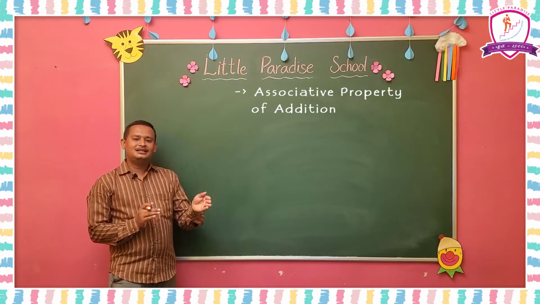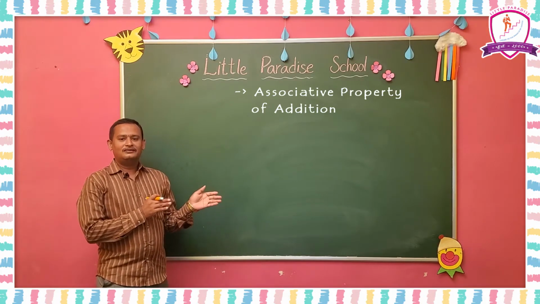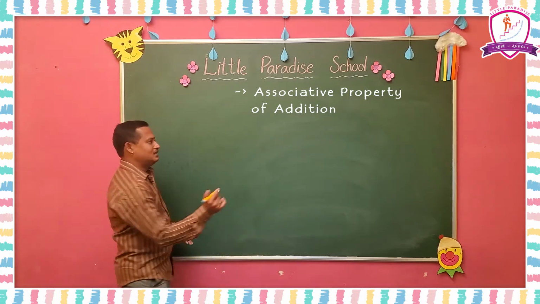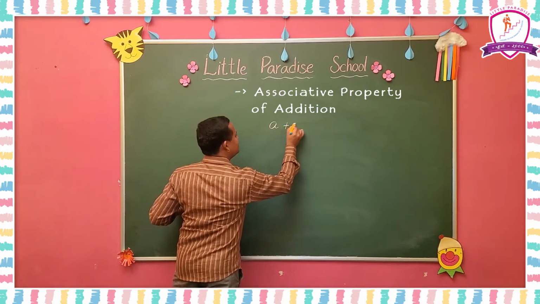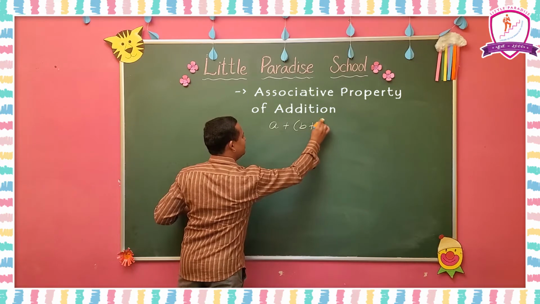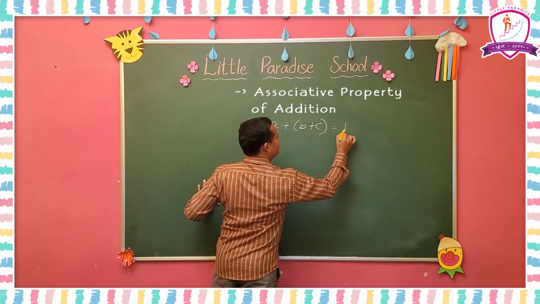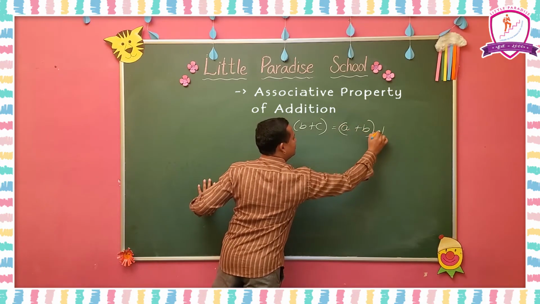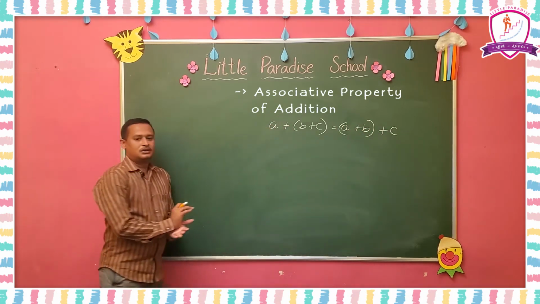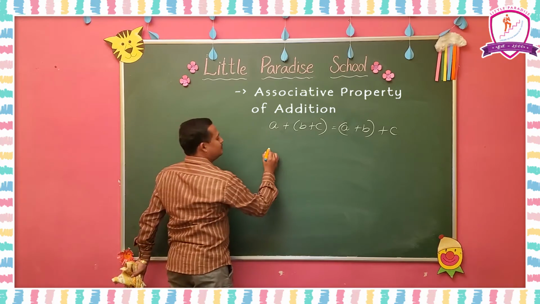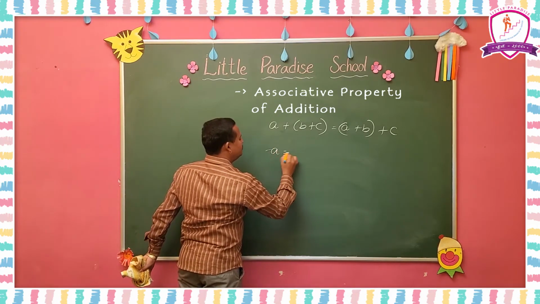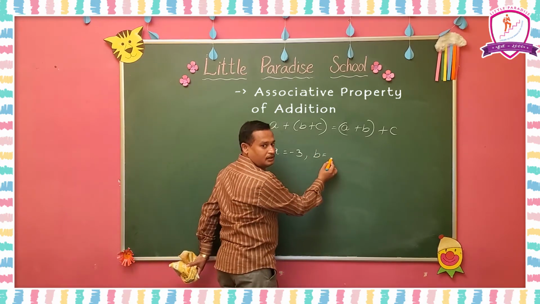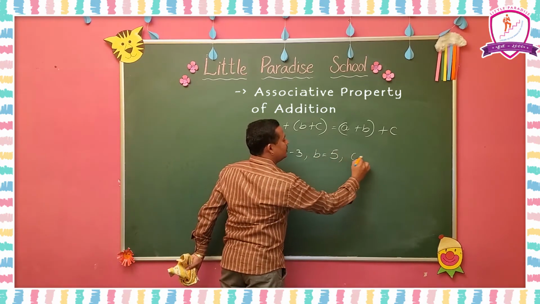For any three integers a, b, c, a plus of b plus c is equal to a plus b plus c. So, for example, a equal to minus 3, b equal to 5, c equal to minus 8.